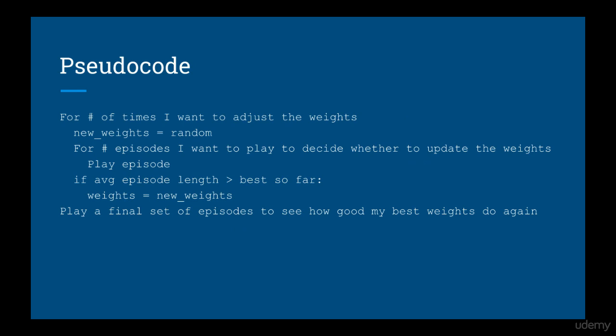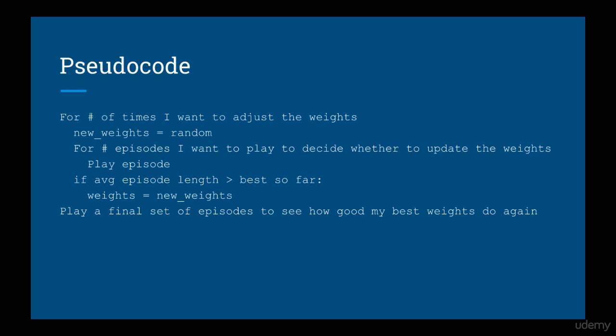Let's do a quick overview of the algorithm in pseudocode. What this does is, I'm first going to choose the number of times I want to attempt to adjust the weights. For that number of times, I'm going to generate new weights randomly. Then I'm going to play a number of episodes with these new weights. I need to try more than once, just in case an episode is really long just by chance. From this, I'll calculate the average episode length.